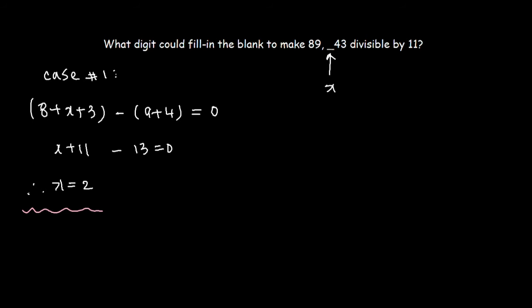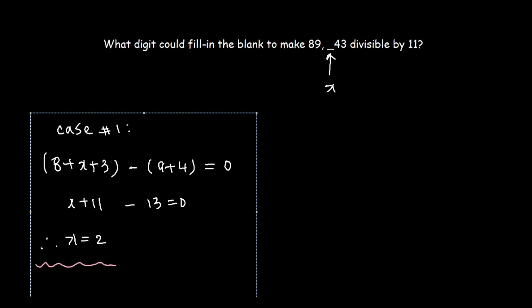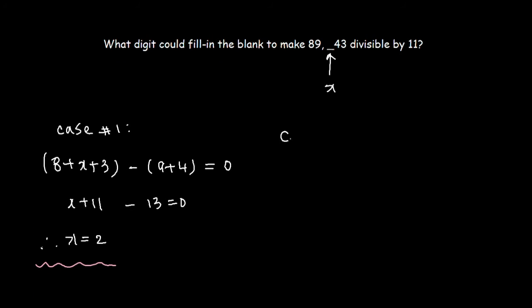Now let's try case number 2. Case number 2 is when the result equals a multiple of 11. I'll just move this down so that it'll be easier for you to see. We've already found that if you simplify the left side, you get x minus 2. The answer must be either 11, or for example 22, or 33, and it goes on to infinity.